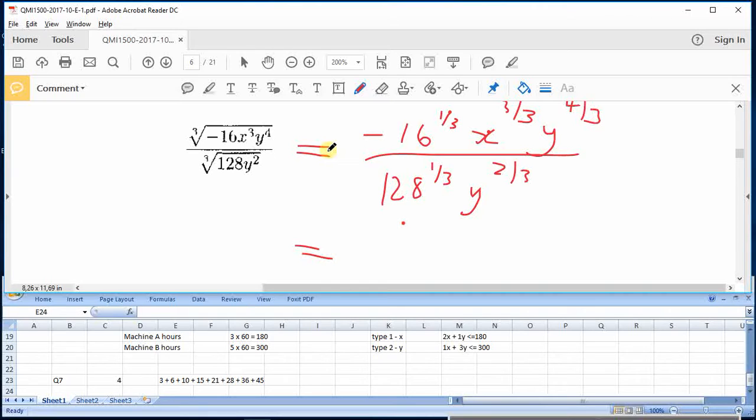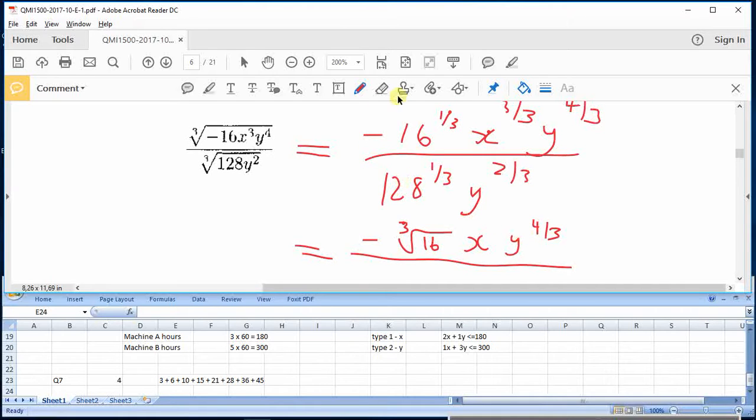3 times 3 times 3 is 27. No. Okay, so that would stay as is, root 16. So negative cube root of 16. Then this would be just x.